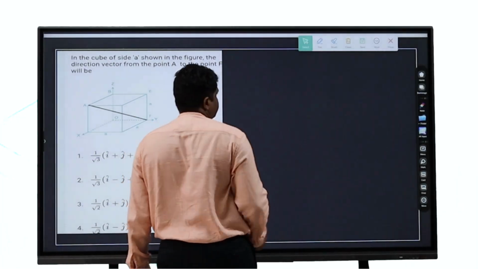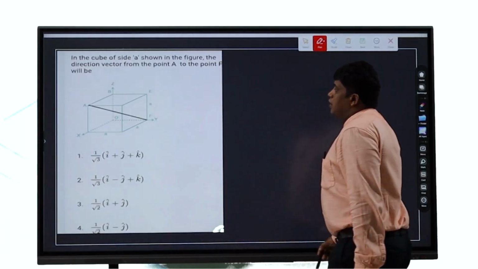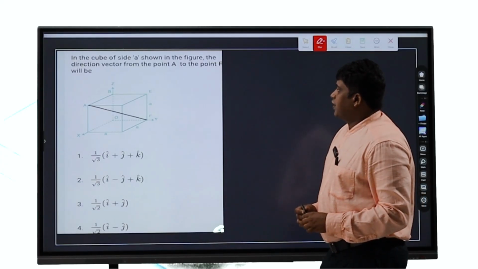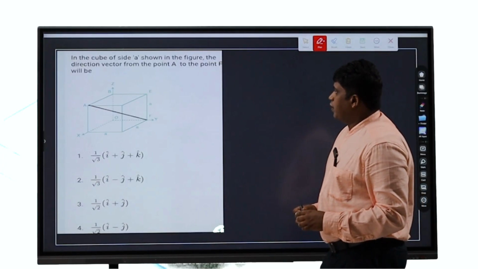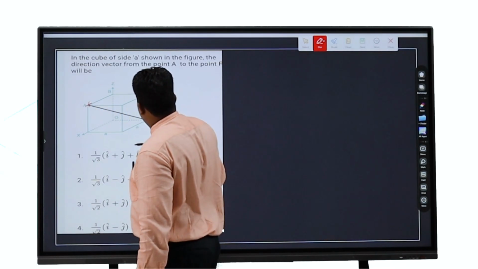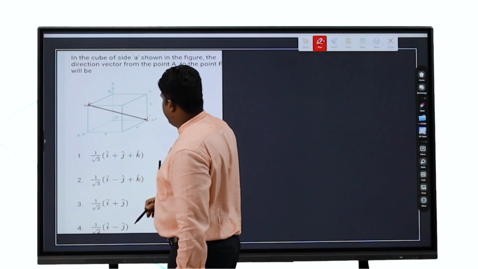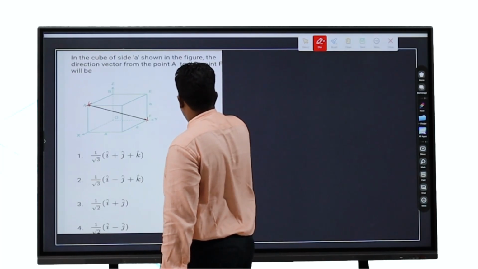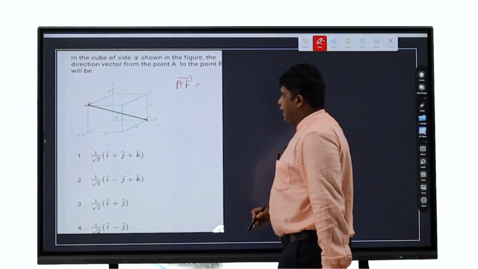Then there is a question. In the cube of side A shown in the figure, the direction vector from point A to point F will be. Okay, so we have to find this vector. This is A and this is F. We have to find the AF vector.